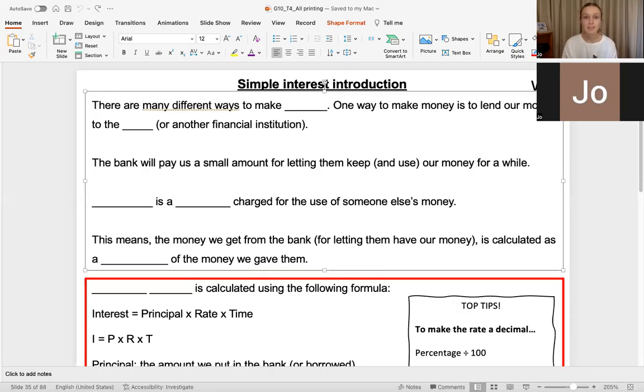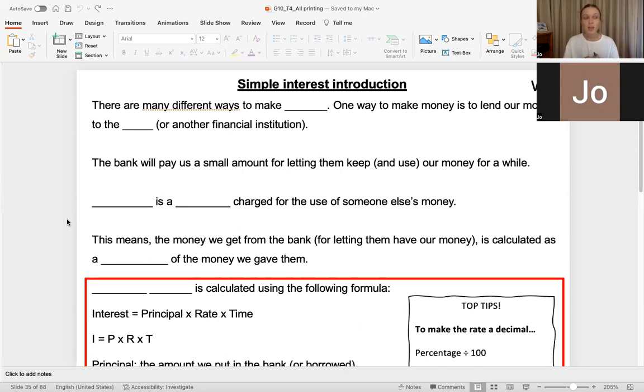We're going to have a look at simple interest. This is something you have done before, so hopefully it'll feel somewhat familiar once we get into it. So simple interest is basically based on this idea of interest. And interest is where you give your money to someone else, and for the privilege of being able to have your money and use your money for whatever they want, they give you a little bit of money.